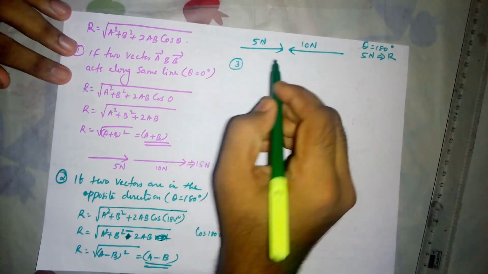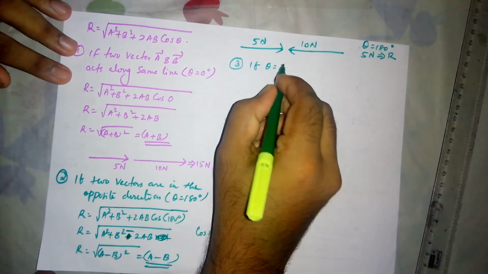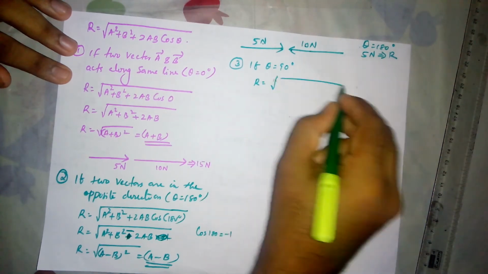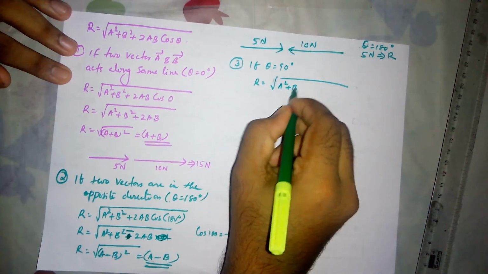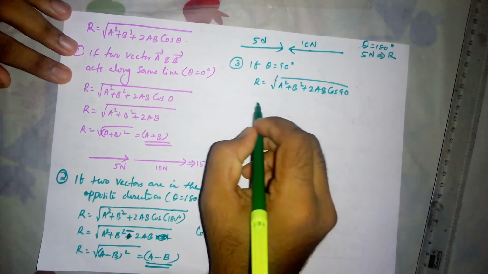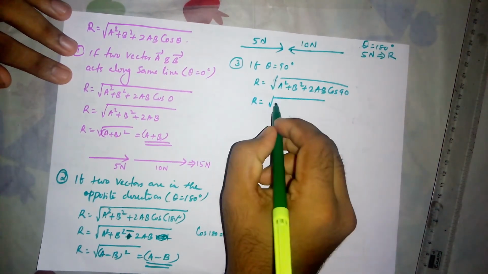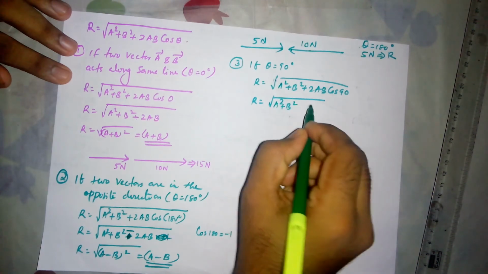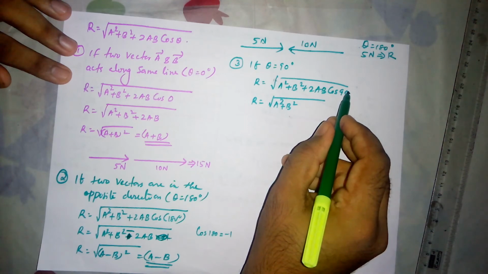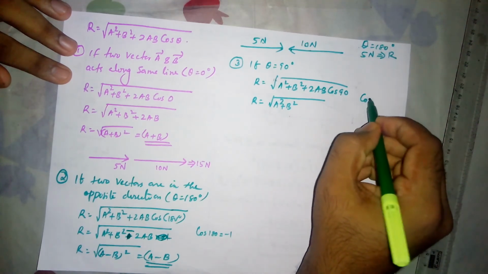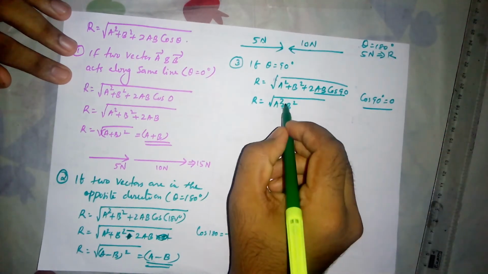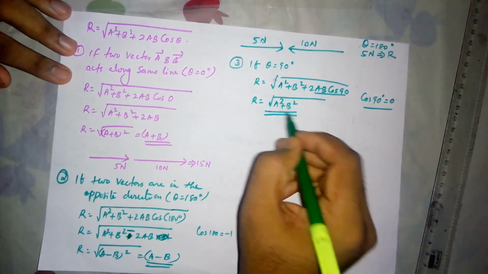Now one more special case is there. If theta is equal to 90 degree, then r is equal to square root of a square plus b square plus 2ab cos 90. Cos 90 is equal to 0. So this whole term will become 0. This much only will be there. So this much will be the resultant.